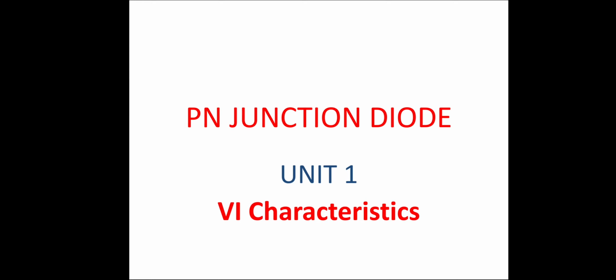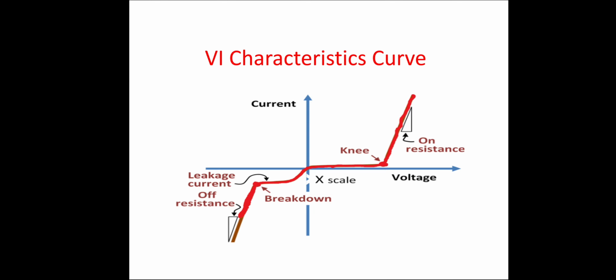In this video, let's discuss PN junction VI characteristics from Unit 1. This graph shows you the VI characteristics of a PN junction diode. We have two types of biasing. The graph in the first quadrant is for forward bias. The graph in the third quadrant is for reverse bias. On the x-axis we have voltage, on the y-axis we have current.